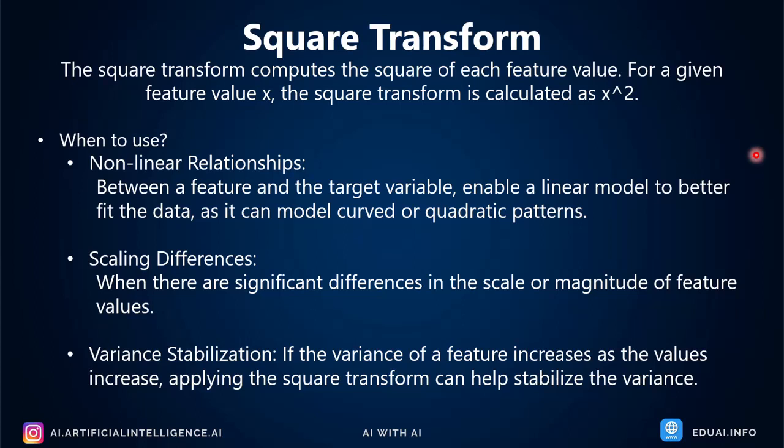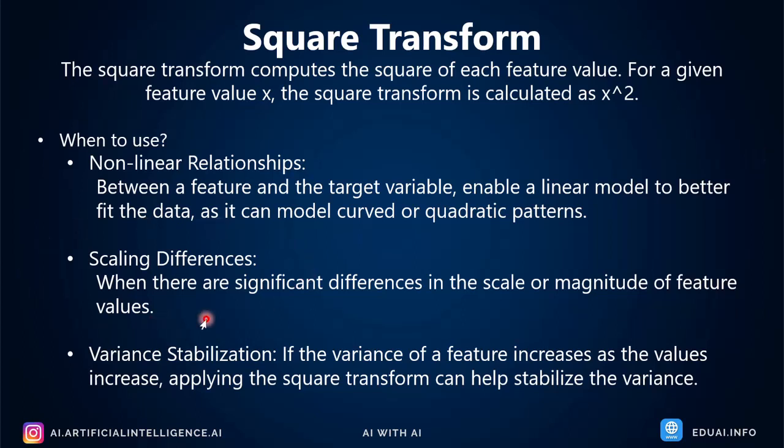For non-linear relationships. If you see there is a non-linear relationship between a feature and the target variable, that is the y column, applying the square transform can help capture the relationship. It can enable a linear model to better fit the data, as it can model curved or quadratic patterns, right? So square transform is the best fit when you see a non-linear relationship between two different features.